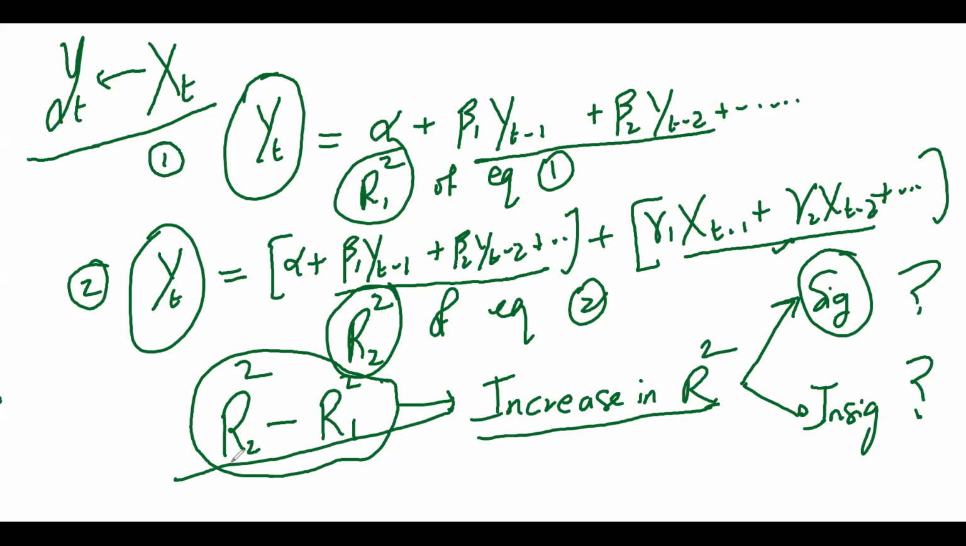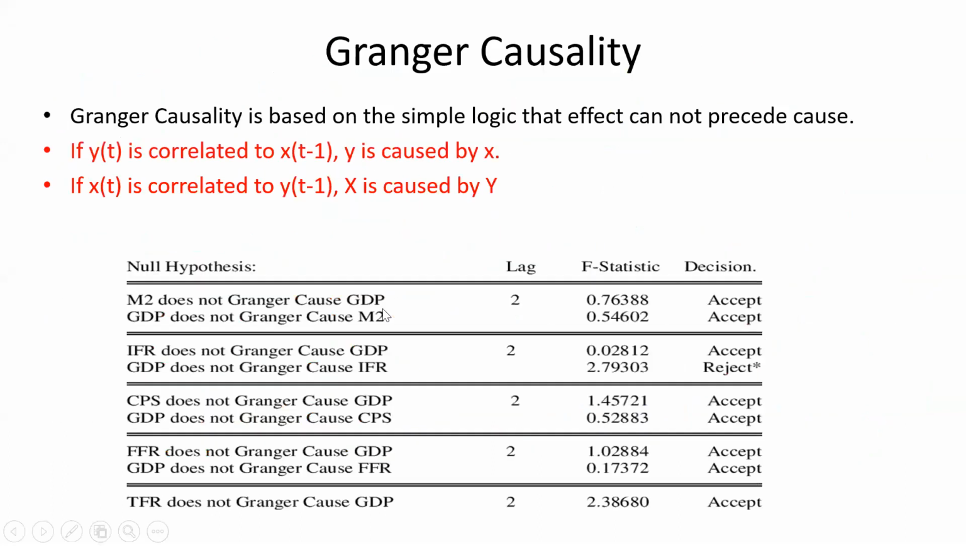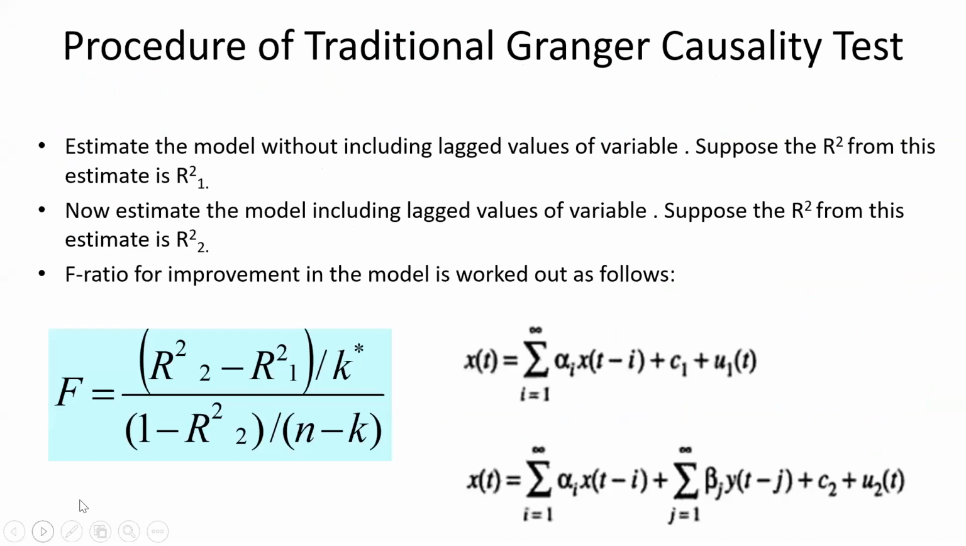Let me show you how we can take care of this degree of freedom, and the exact formula of the F statistic. Now just see this formula. R2 square means the R square of the second equation, minus R1 square, the R square of the first equation, divided by k, the number of variables in the model, over 1 minus R2 square divided by n minus k. N is the number of observations, and k is the number of independent variables. So we calculate the F statistic from this formula, and make the conclusion on the basis of this.